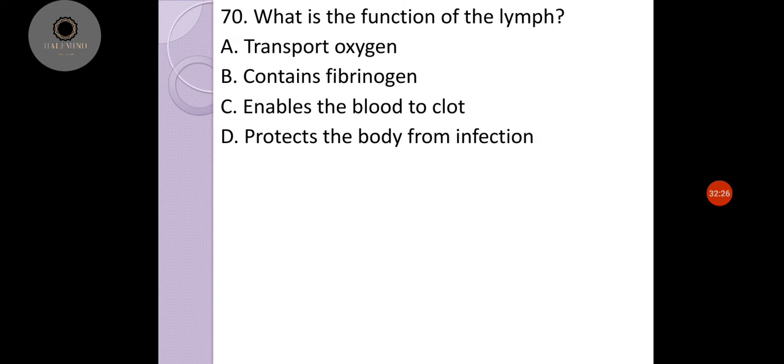70. What is the function of the lymph? A. Transport oxygen. B. Contains fibrinogen. C. Enables the blood to clot. D. Protects the body from infection. Now, the lymph is part of our immune system. So, it protects us from infection. So, our answer is letter D.